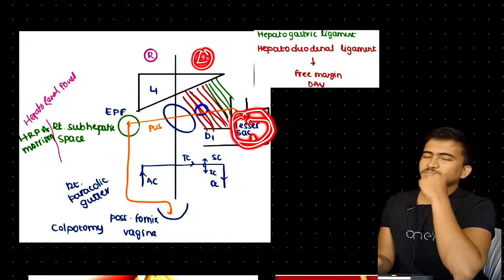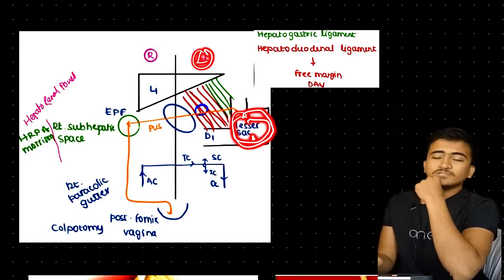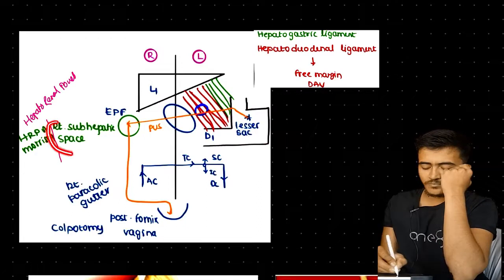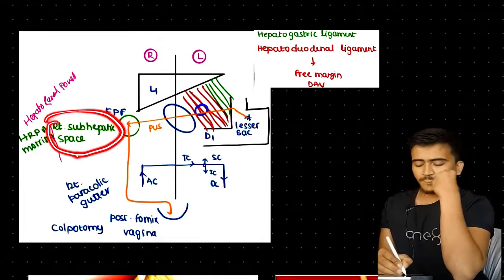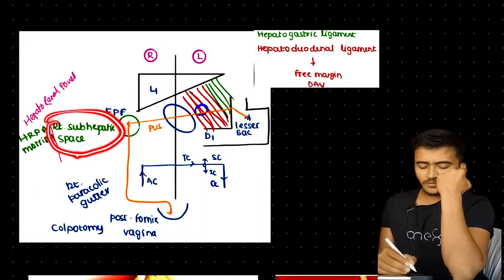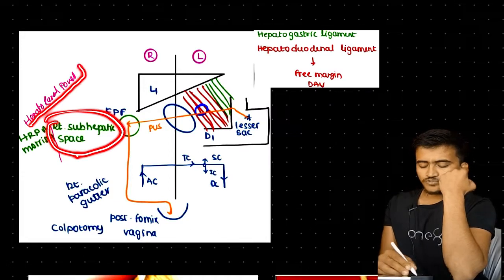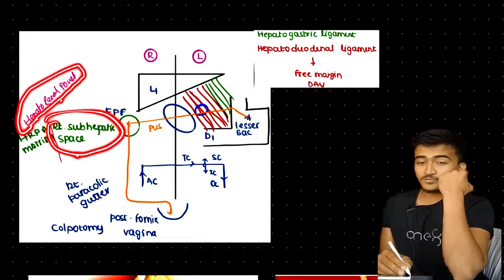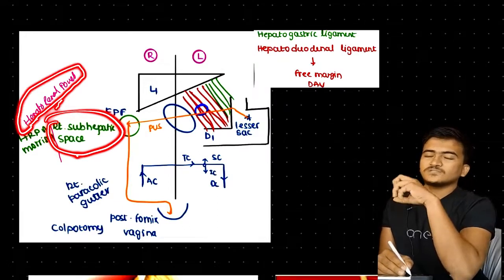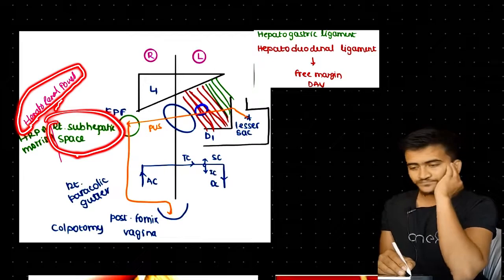So there are two. One is the left subhepatic space, which is also called the lesser sac or omental bursa, and another is the right subhepatic space, which is also called the hepatorenal pouch. Why hepato and renal? Because there is also the boundary of the kidney above.